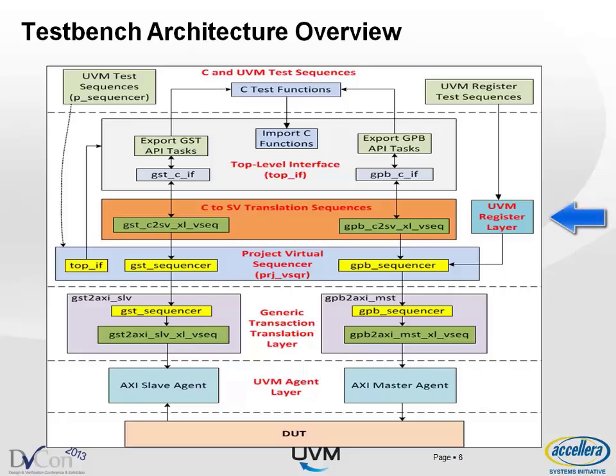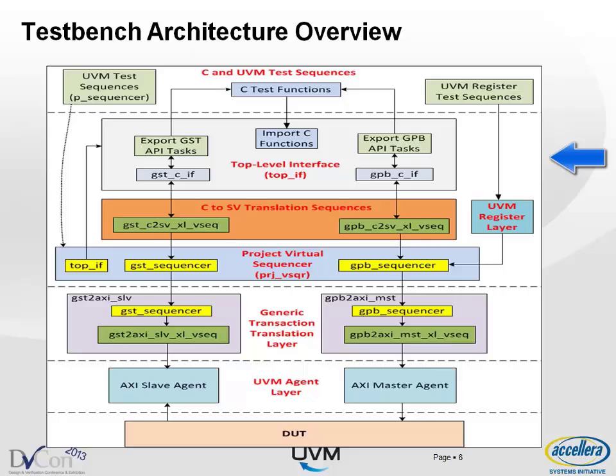And above that, we have this C to SV translation sequence. You know, the testbench has to support C tasks. So this layer basically translates the C transactions to generic transactions. And so you can see we have integrated the UVM register layer at this level, and it has a hookup to this TPP sequencer. And above that, we have this top-level interface.